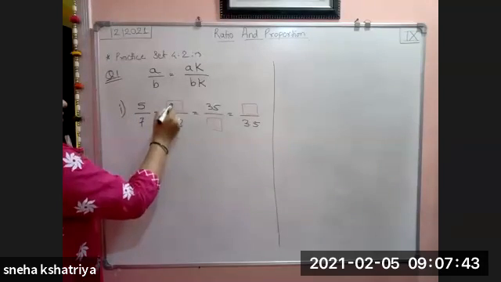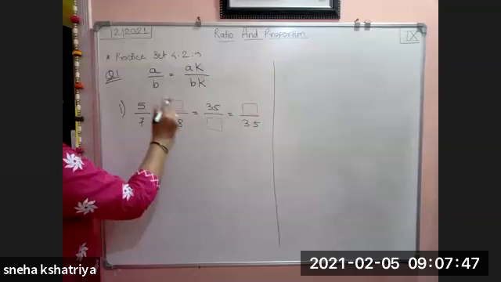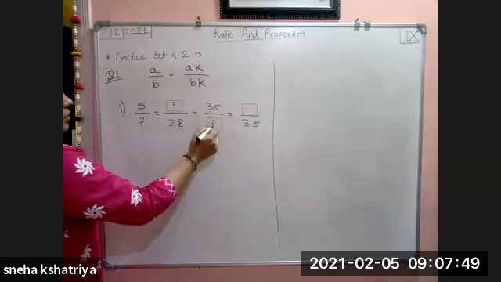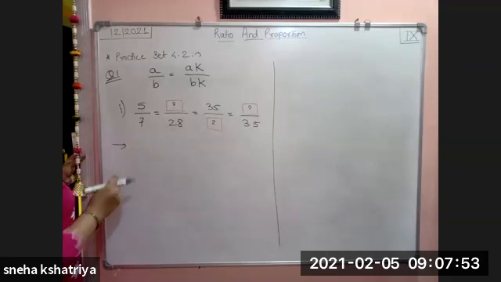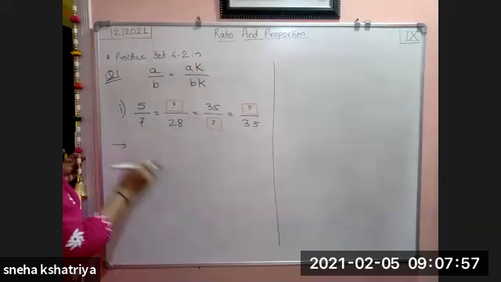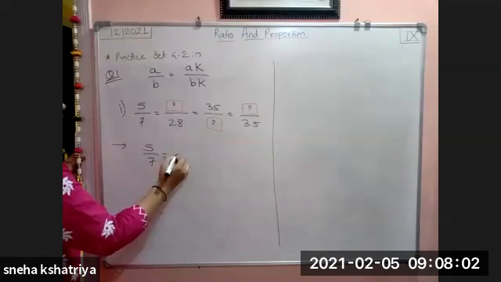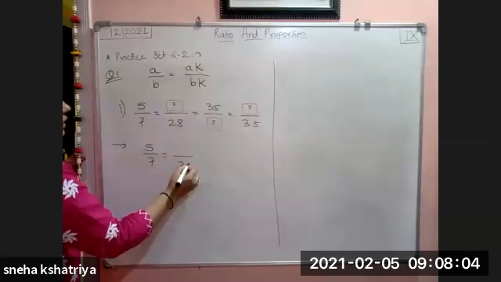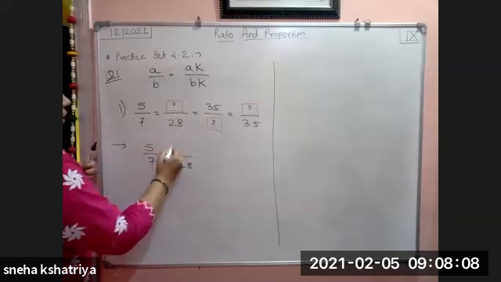Let us suppose this is X, or we can say a question mark. All these values we have to find out. Take just the first two ratios: 5 upon 7 is equal to a blank upon 28. This box you have to find out.